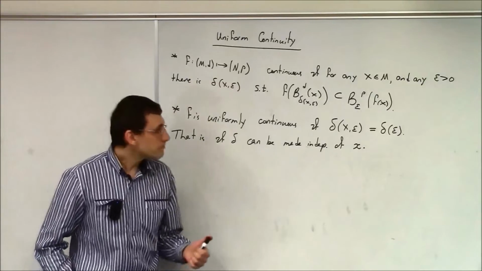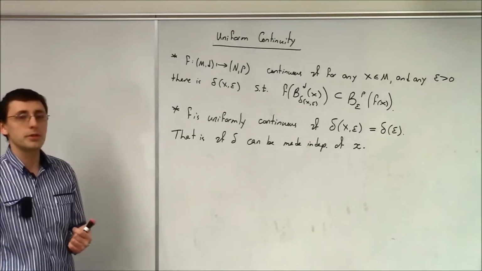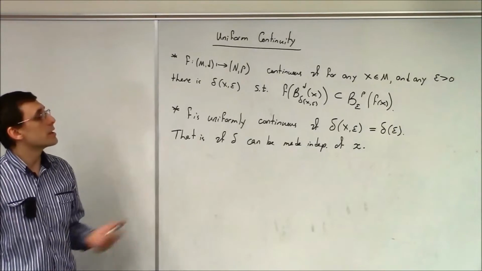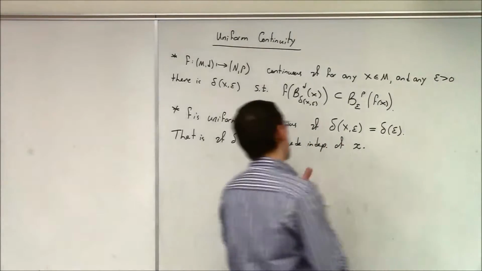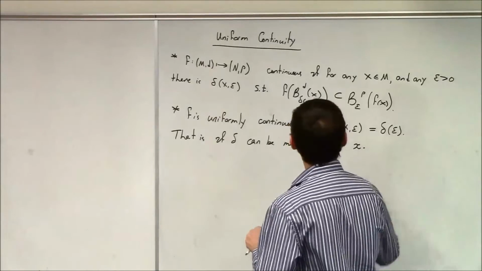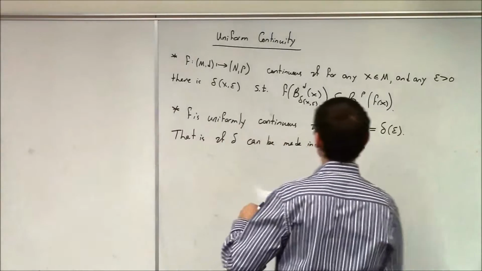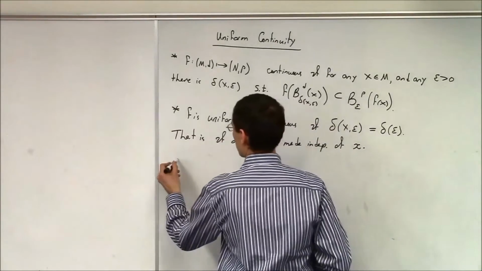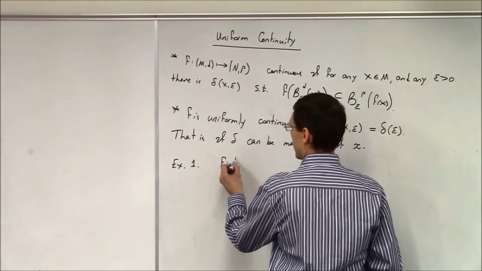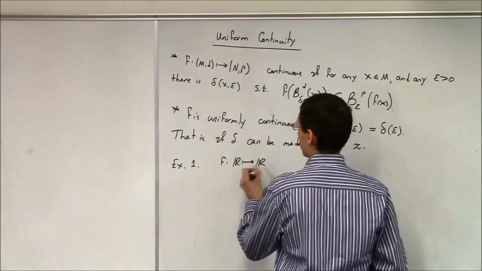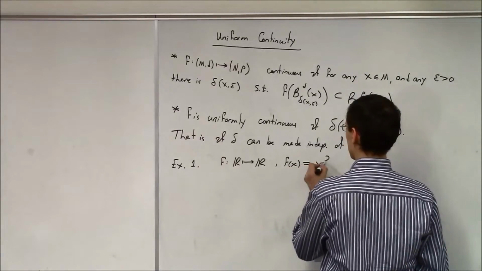Correct? Now, a function that is uniformly continuous, it's a stronger condition. It means that we can ensure that there is no need to specify x. Delta, the same delta works uniformly for all values of x. So let me show you a few examples in case this is new. So example 1, and it's important to specify the domain and range.